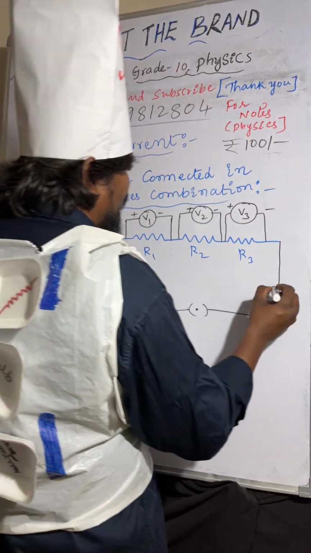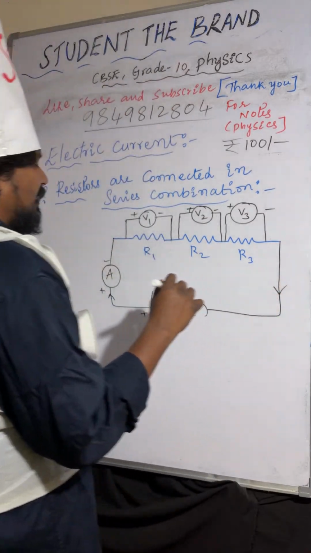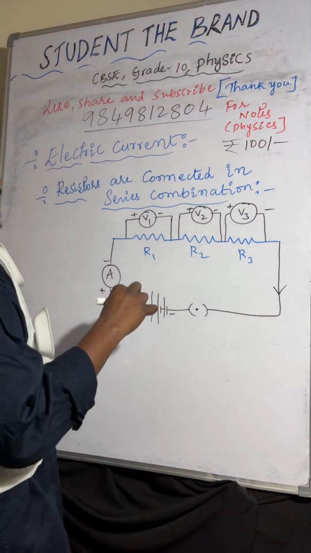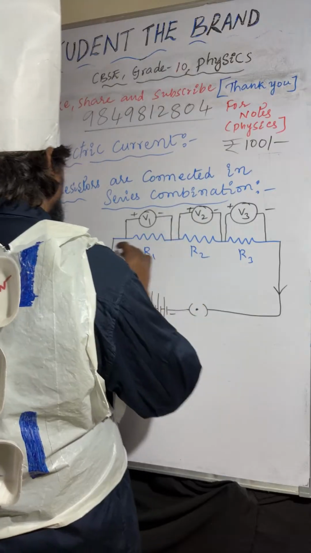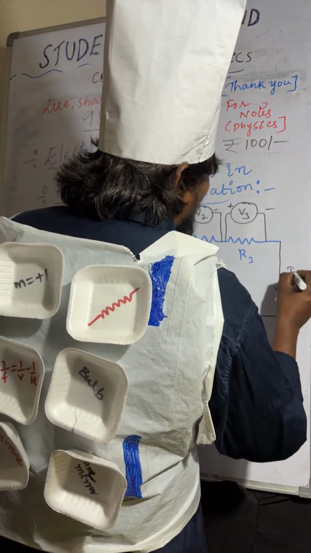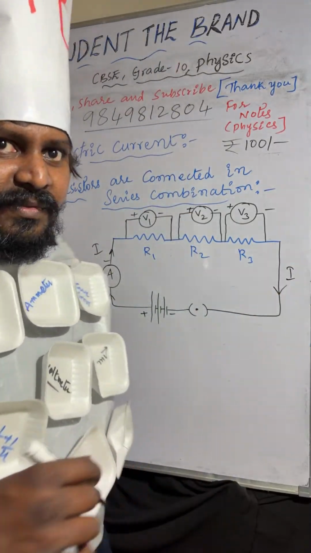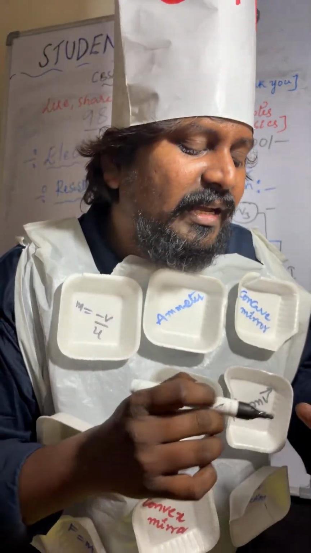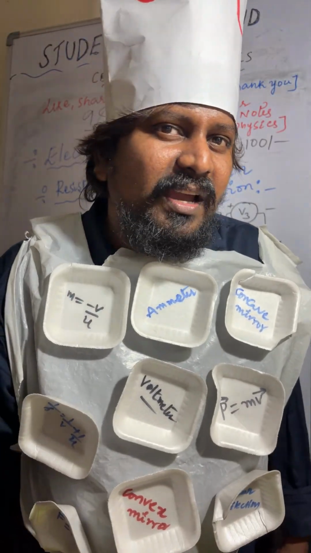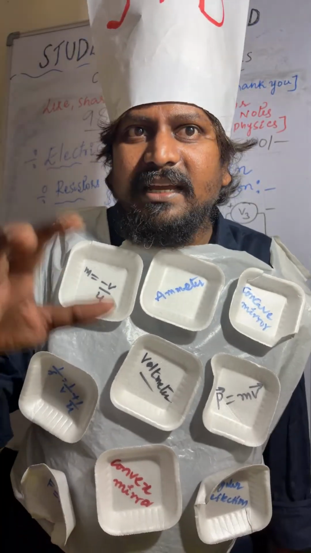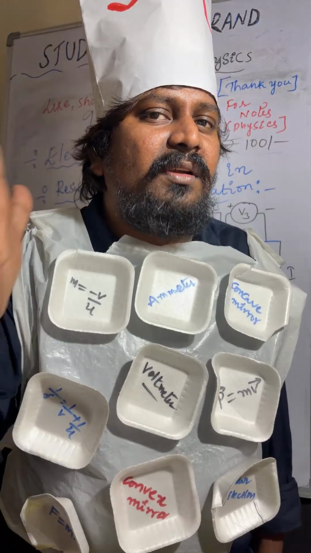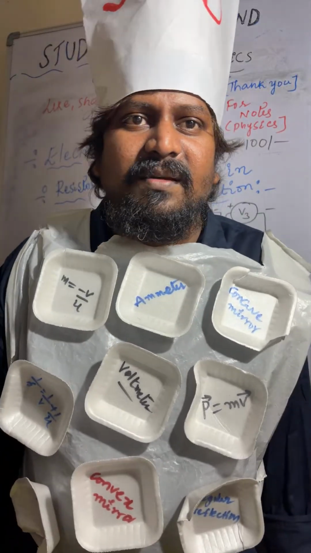Current is flowing through R1, R2, R3 in series combination. In series combination, current is the same. What is different? Potential difference. How can you say it is different? In series combination, the current passing throughout the circuit is the same.